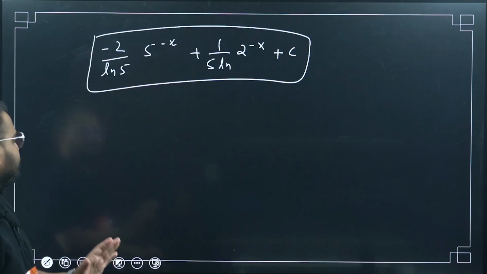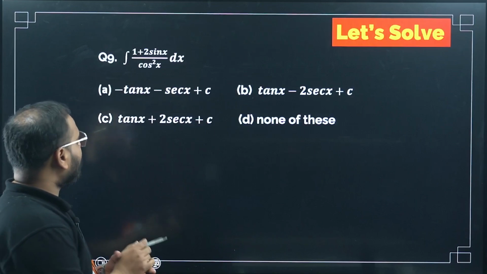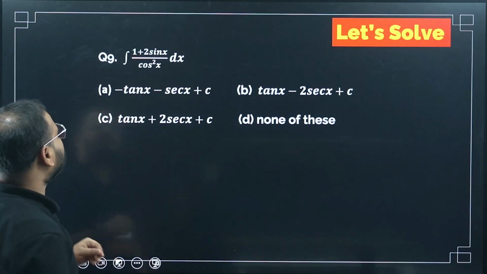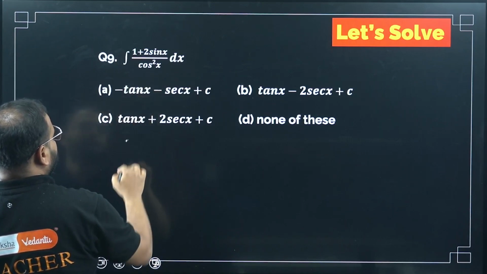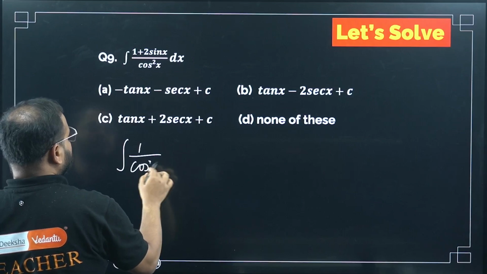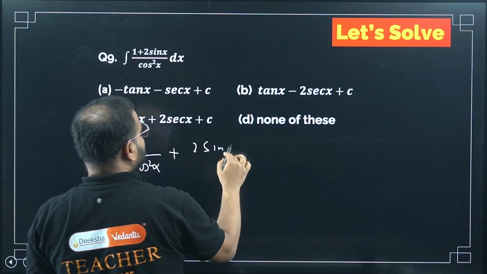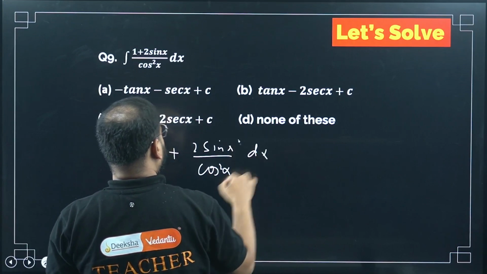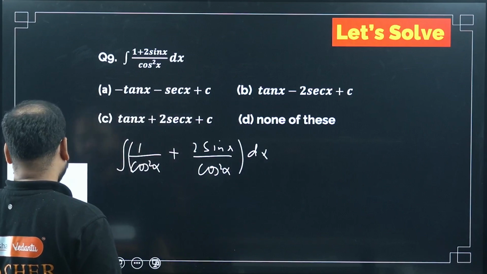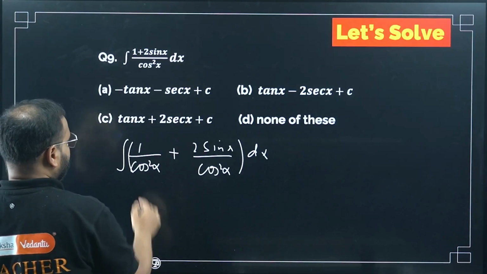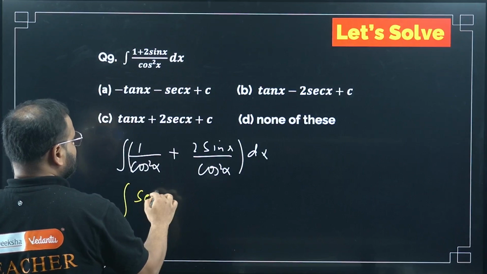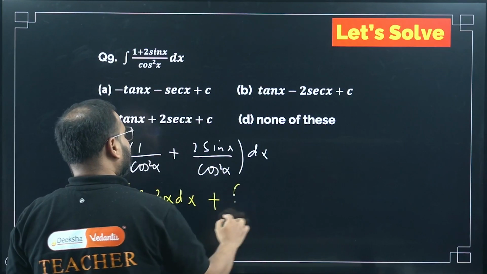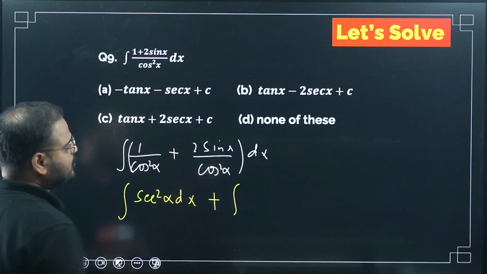Okay. Moving on. 1 plus 2 sin x upon cos square x. Trigonometric, so these are very, very simple. Let's do it. I'm going to get 1 upon cos square x plus 2 sin x by cos square x. Simple enough, dx in both the terms. 1 by cos square is secant square x with dx. Plus sign is there, so plus integration again of 2 sin x by cos square x.